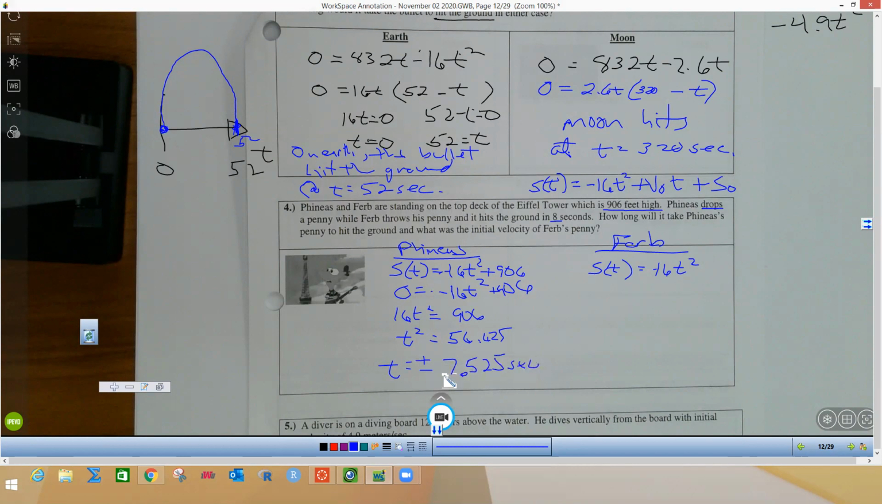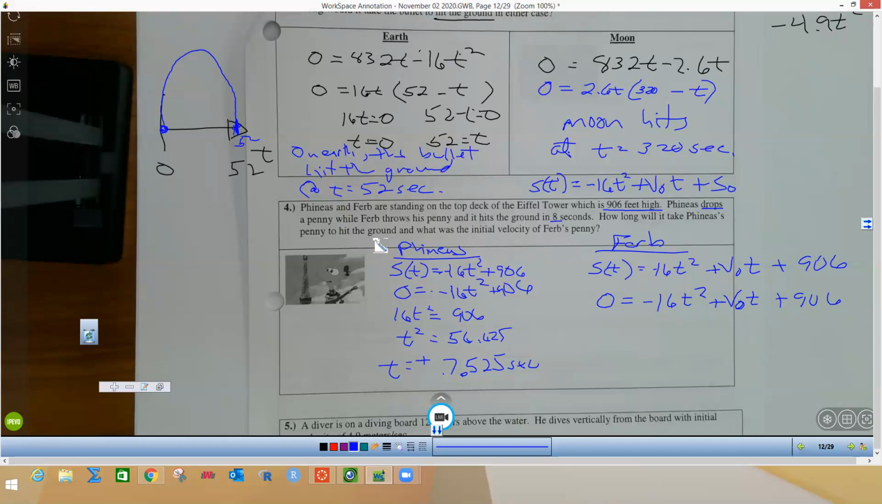Now, we're not going back in time. So in other words, when he just dropped it, it took 7.525 seconds to hit the ground. So Ferb is throwing the penny where? Up. So our velocity here is going to be a positive velocity. And we have to solve for this velocity.